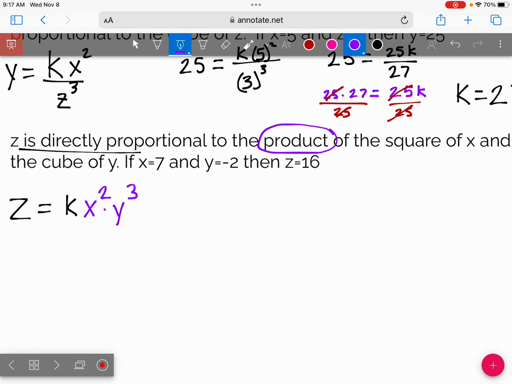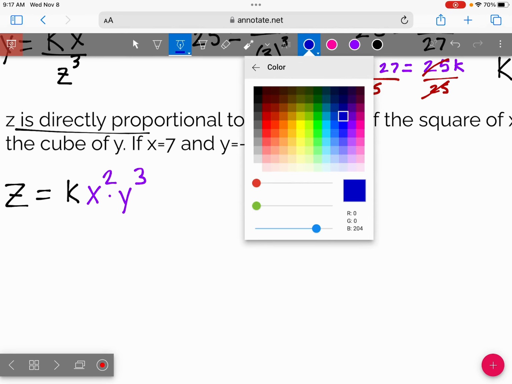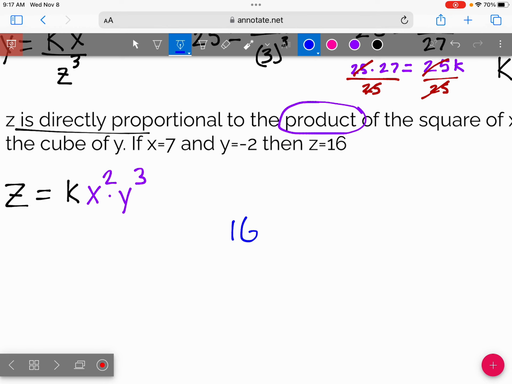So let's figure out what k is. We're going to take the values we have. So, sorry, I have to cross my z or it looks like a 2. But that is legitimately the only reason for that little line on my z. So we're going to substitute in the values we're given. My z is 16. My k is the thing we don't know, and that's what we're solving for. My x is 7. And my y is -2.